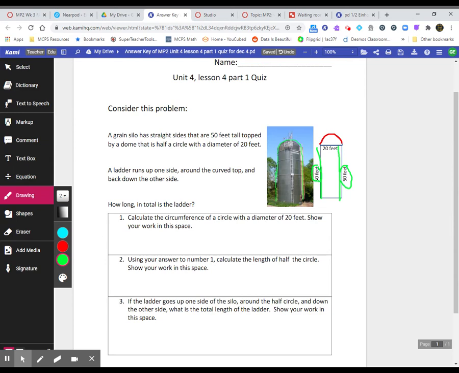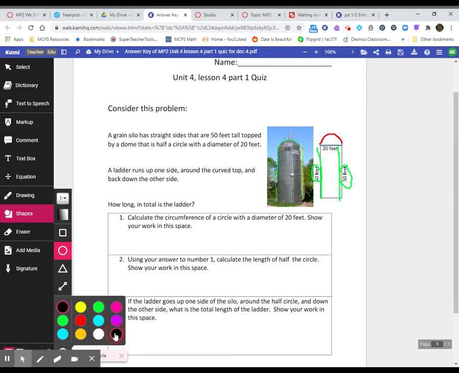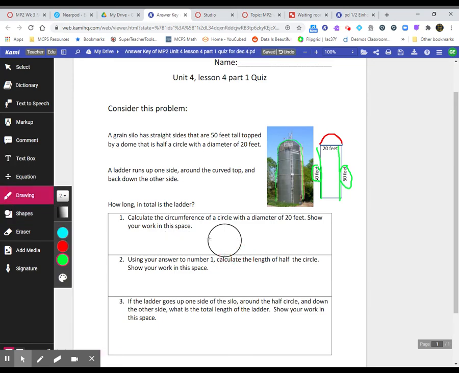Before we can find half a circle, we have to find the whole circle. Number 1 says, calculate the circumference of a circle with a diameter of 20 feet. Show how to do the work in the space. We first have to find a circle with a diameter of 20 feet. So here's a circle, and there's the diameter of 20 feet. How do we find the length of the circle around, when the diameter is 20 feet?